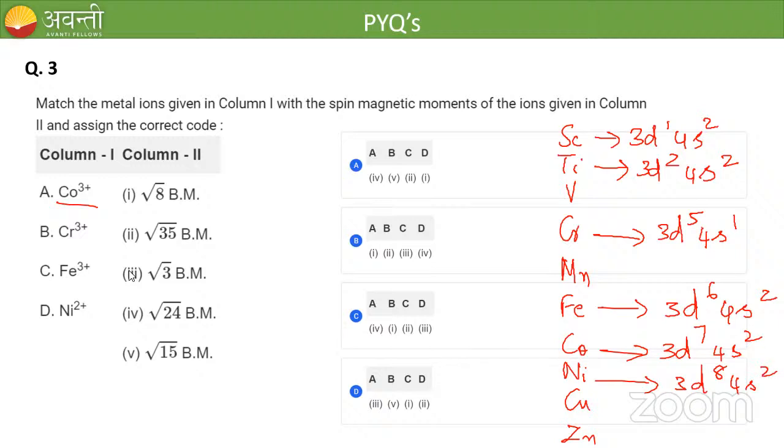Cobalt is in the +3 oxidation state, so remove 3 electrons from this. We will have a 3d6 configuration. In 3d6, how many unpaired electrons will we have?